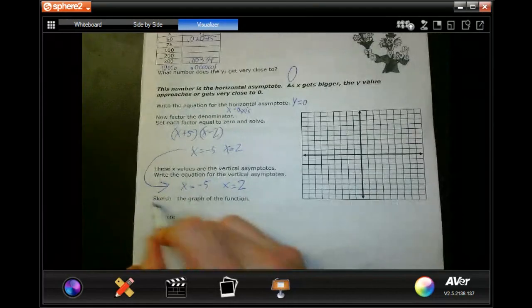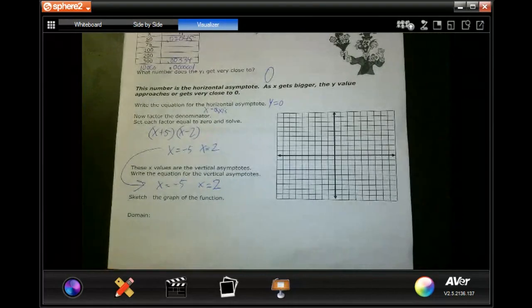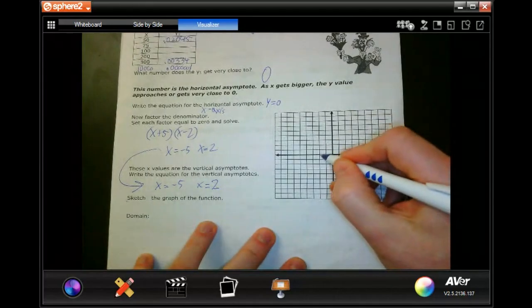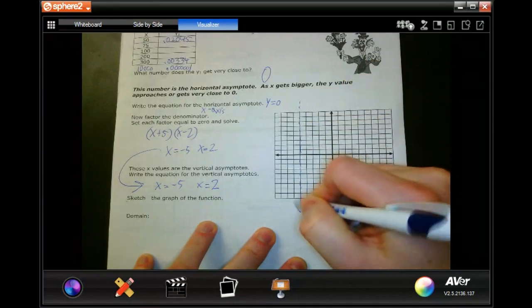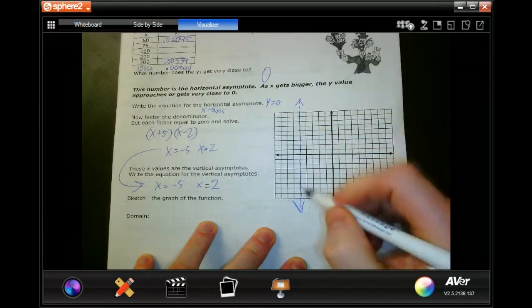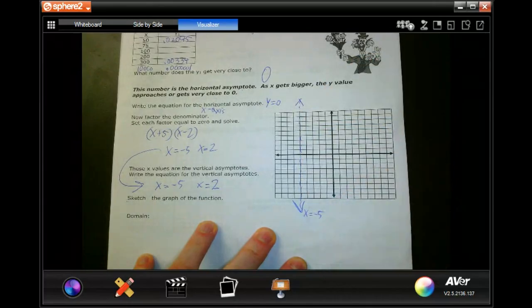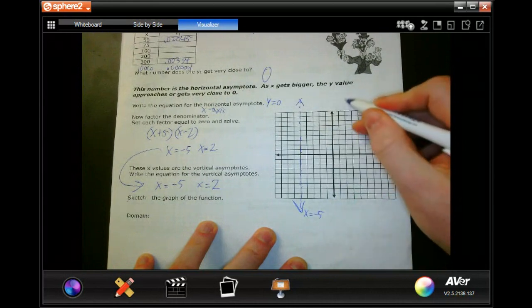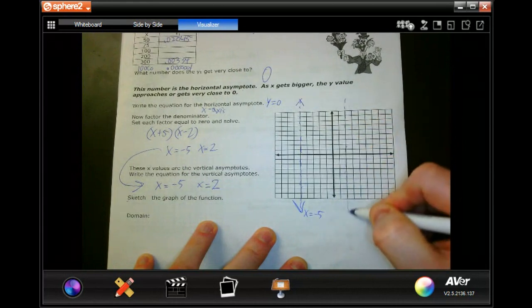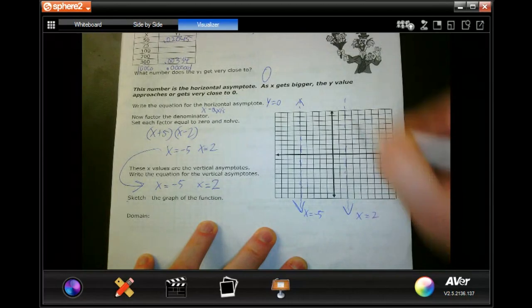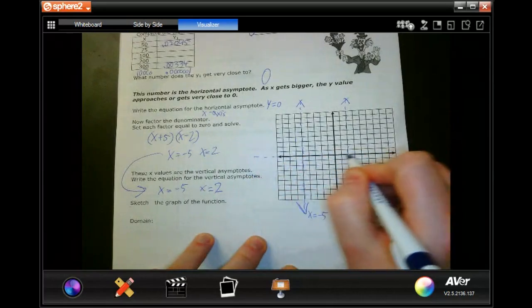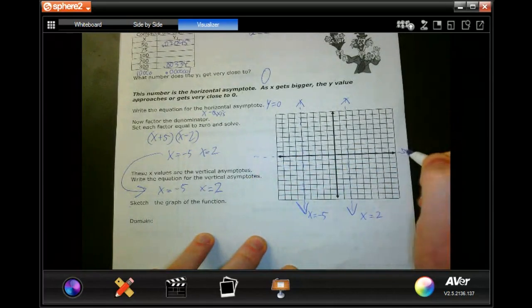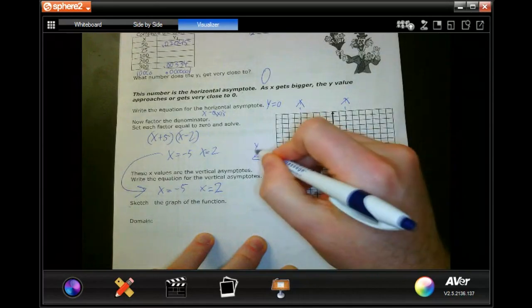All right, and now sketch the graph of the function. This is why I told you guys to throw your calculators away. We're going to have x equals negative 5. 1, 2, 3, 4, 5. Usually asymptotes are drawn with dotted lines. Let's name this guy x equals negative 5. And then we have x equals 2, another vertical line. Let's name this guy x equals 2. And then y equals 0, so you can just put this along the x-axis here.